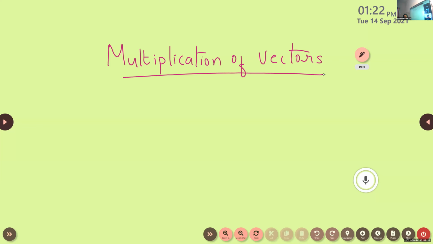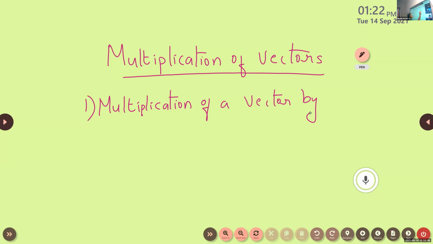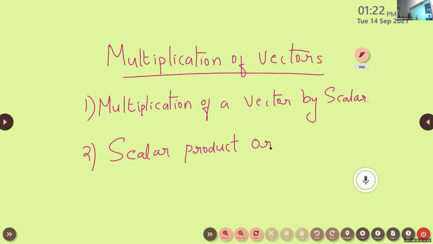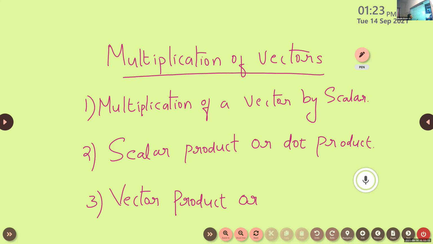Under this topic, multiplication of vectors, we have to discuss three subtopics. The first case, multiplication of a vector by a scalar. Second one, scalar product or dot product. The last one, vector product or cross product.